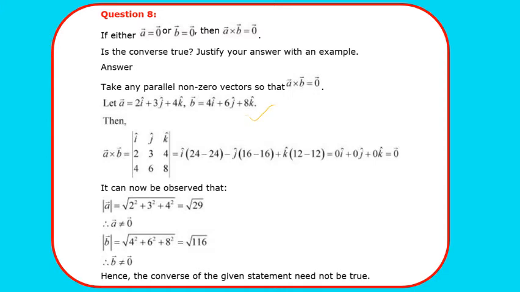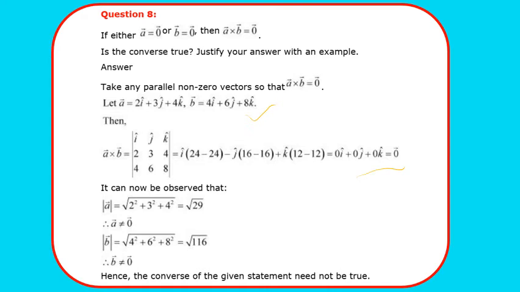So a cross b is equal to, using determinant, determinant ijk 2 3 4 4 6 8. So expanding, we get i into 24 minus 24 minus j into 16 minus 16 plus k into 12 minus 12. We get 0i plus 0j plus 0k equals the 0 vector.